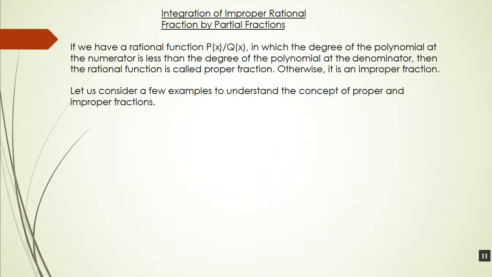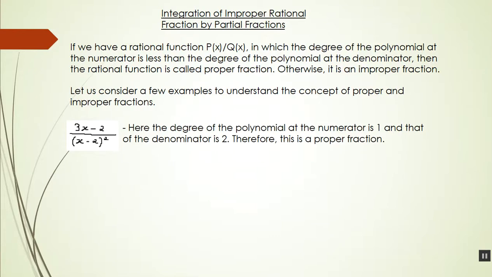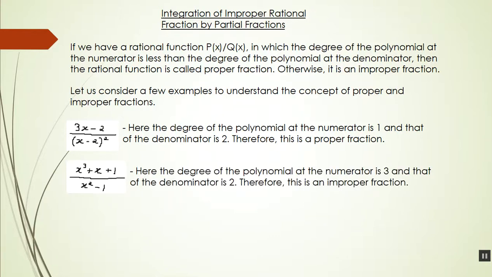Therefore, the rational function 3x minus 2 divided by x minus 2 whole square. Here, the degree of the polynomial at the numerator is 1 and that of the denominator is 2. Since the degree of the polynomial at the numerator is less than that at the denominator, this is a proper rational fraction. Now let us consider another.